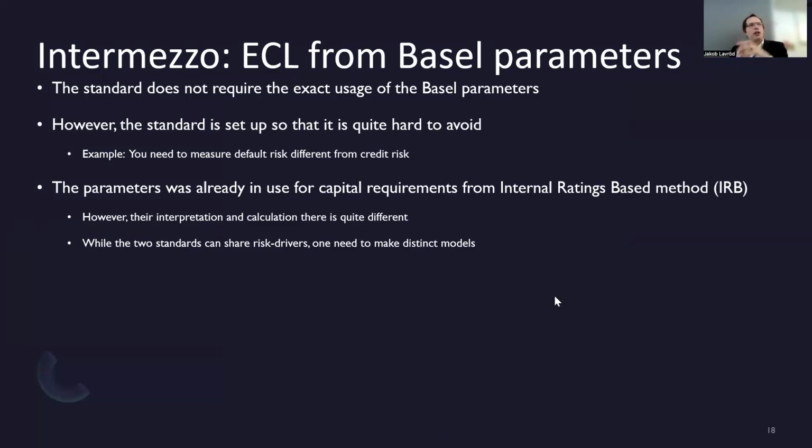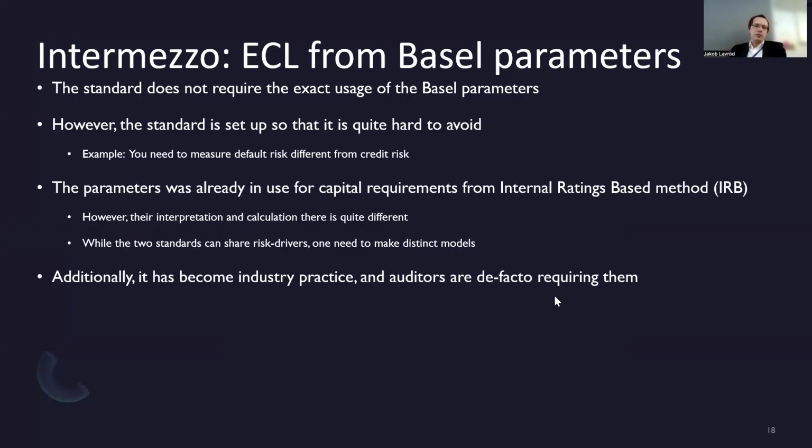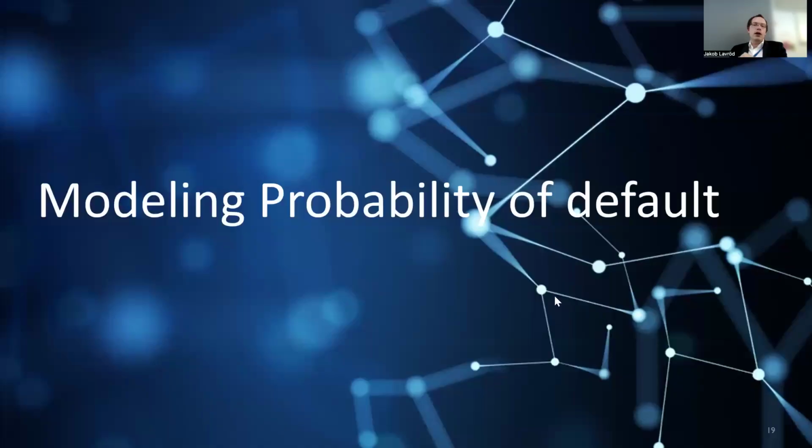And it's also important that typically in an institution, if you are an IRB bank, you should always try to align these two ways of viewing. The parameters shouldn't be equal, but you should have similar drivers and similar risk thinking. For example, if you have an IRB rating on a customer, that's typically a great input to your PD model. And it has also become industry practice to do PD times EAD times LGD. So auditors de facto do require them to exist.